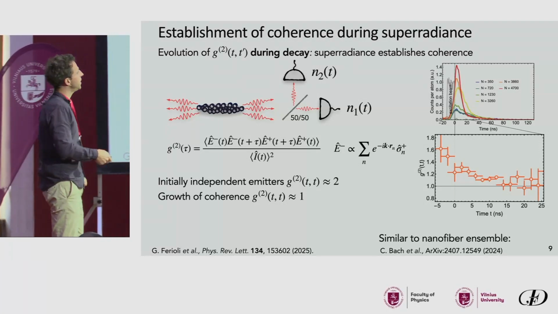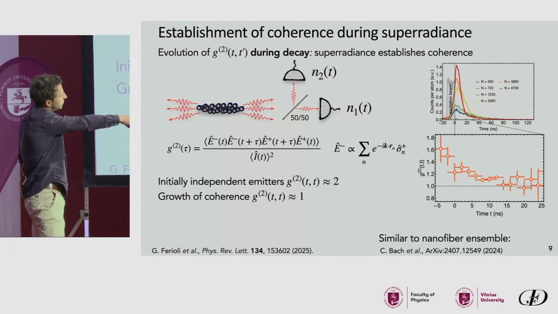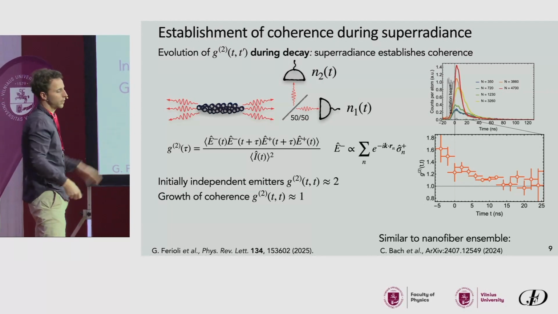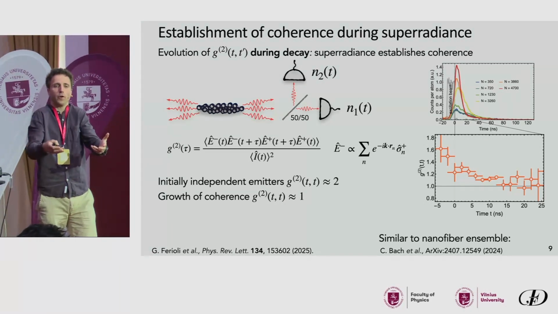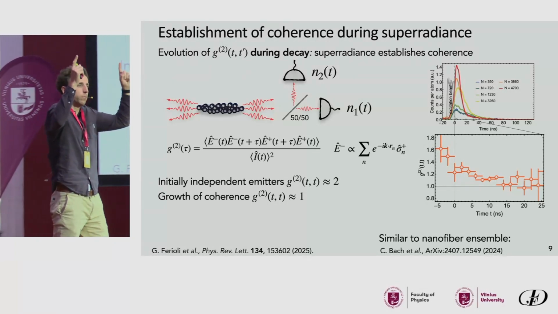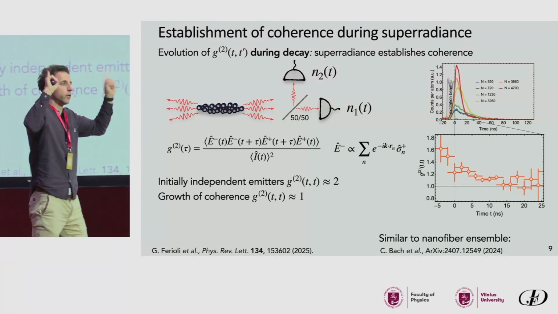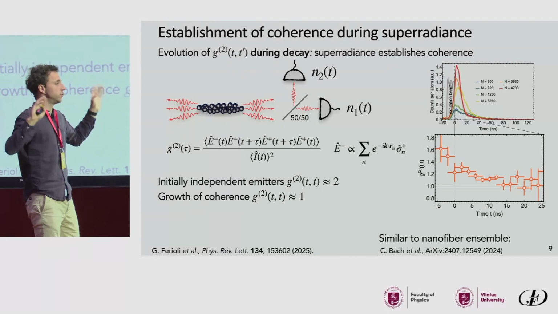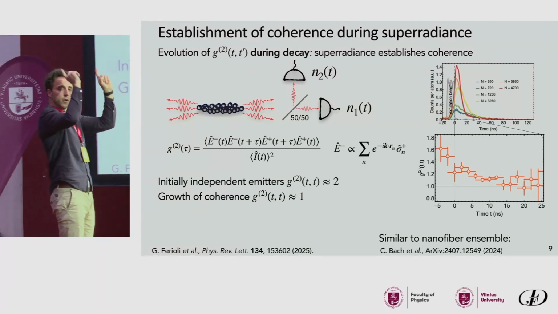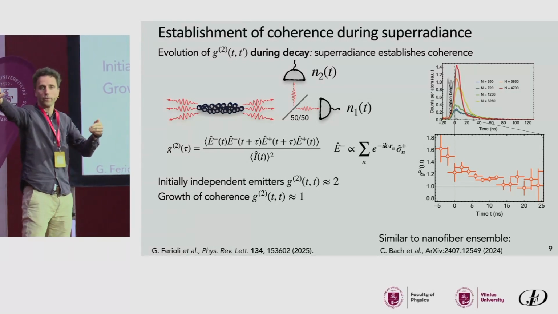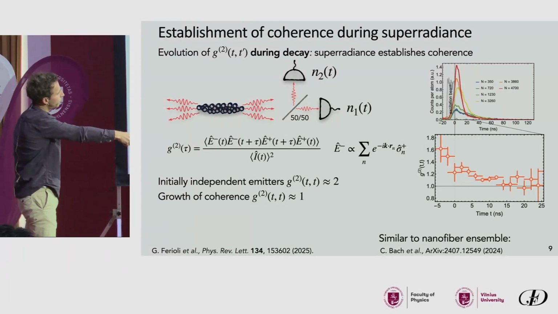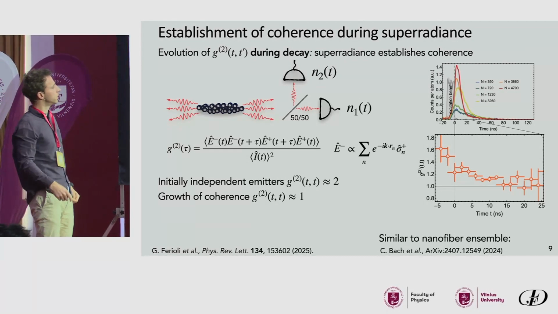Okay, and then as a function of time, we see that the g2 of the light that is emitted by the cloud goes to 1. And this is really at the essence of Dicke superradiance. Initially you have emitters that are completely out of phase with respect to each other. They emit independently, and you have a g2 which is equal to 2. And then they phase with respect to each other. So they are coherent, and you send a coherent field. Okay, and we observe the buildup of coherence as a function of time.